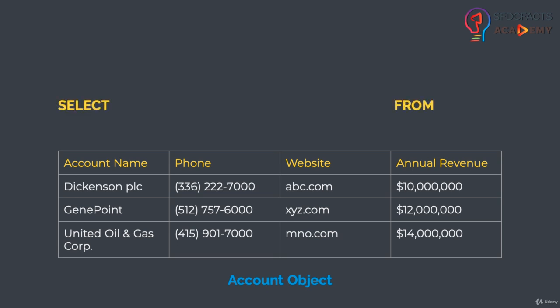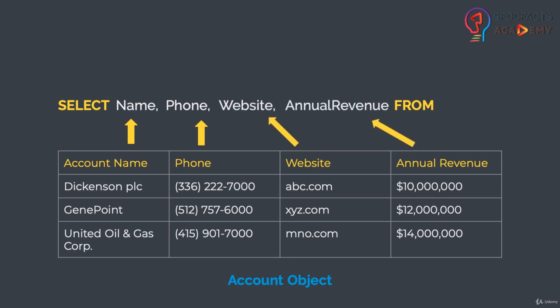So first of all, we are going to have our two main keywords. The first keyword is select and the next keyword is from. Now between our select and from keyword, we are going to specify the columns or the fields that we want to retrieve. So first we want to retrieve the account name. So we are going to write name here. Then we want to retrieve the phone, then the website, and then the annual revenue. After these fields, we also want to specify from which object we want to retrieve these records. And we need to specify that next after our from keyword. And since we are retrieving these records from the account object, we are going to write account here.